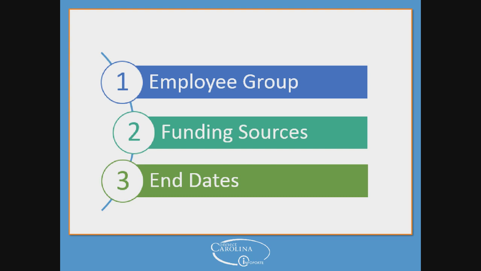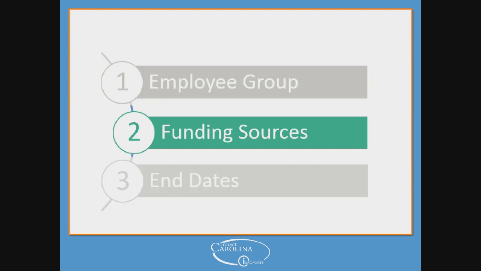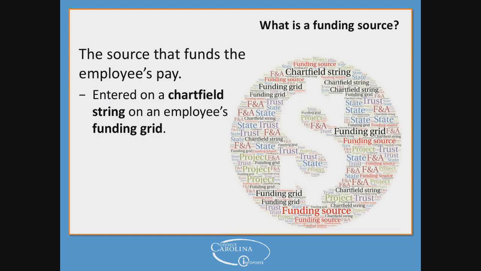Okay, so we just talked about employee group. Let's move on to the second factor, which is funding sources. So what is a funding source? I think you probably all know what it is, but just to make sure that we're using terminology that you're familiar with: a funding source is basically a chart field string. It's a source that funds an employee's pay.